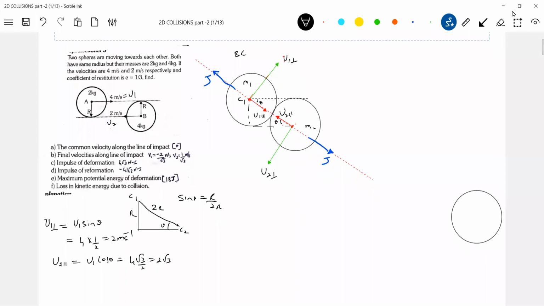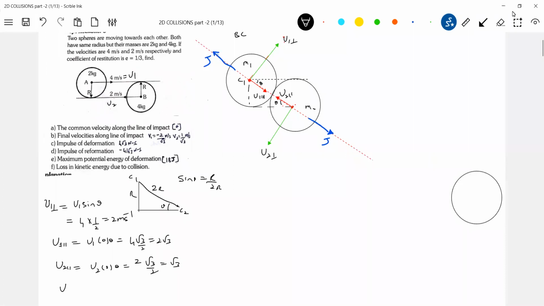Similarly, u2 parallel, parallel means along the line of impact, should be equal to u2 cos theta. This should be 2 root 3. It will be easy if you resolve. So u2 perpendicular is 2 times 1 by 2, so 1 meter per second. Okay, these are the velocities.